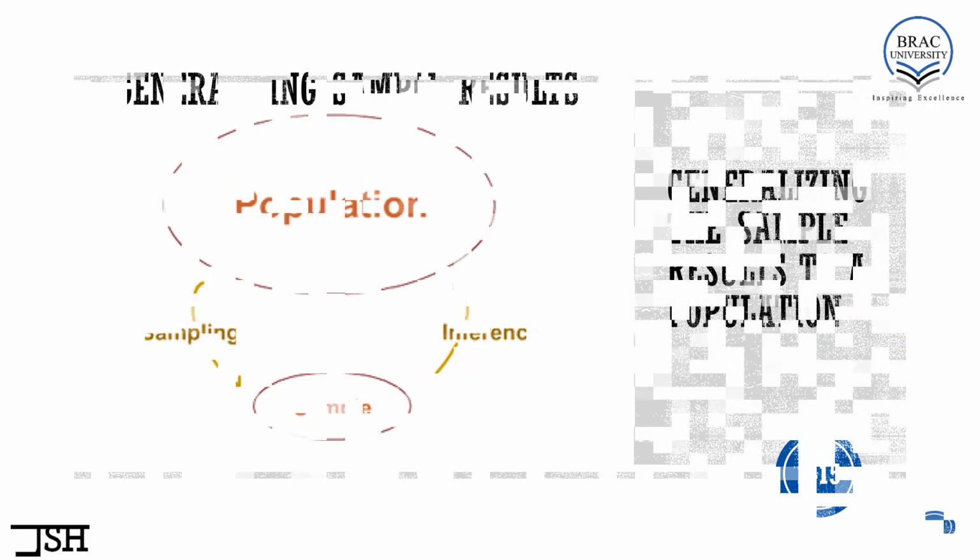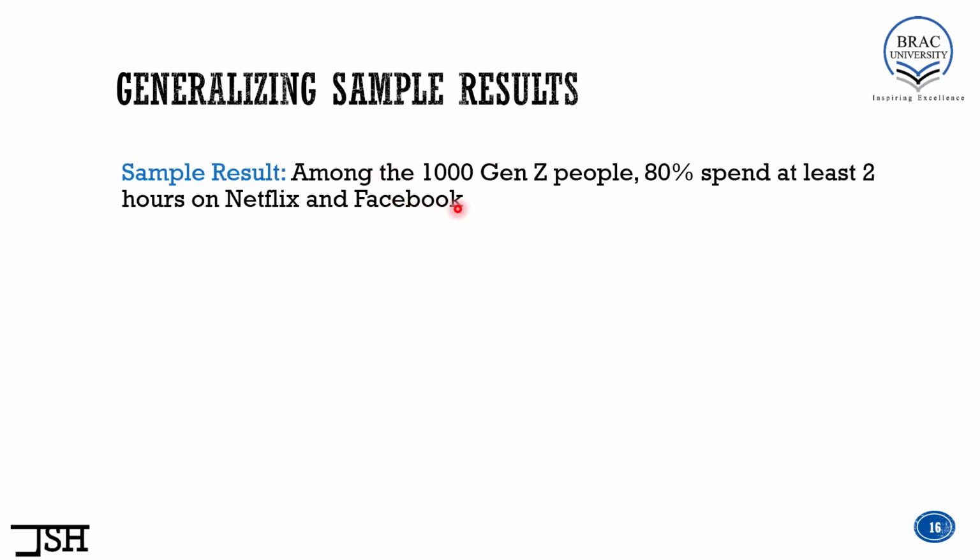Let me give you one last example regarding generalizing sample results, or statistical inference. Let's go back to the Generation Z digital media consumption study. Remember, we selected 1,000 people as my sample from 1 billion people worldwide. Now let's assume we sent out a survey to them, and after collecting the survey, we got this result: among the 1,000 Generation Z people, 80% spend at least 2 hours on Netflix and Facebook. Where did we get this result? From the sample of 1,000 Generation Z people.